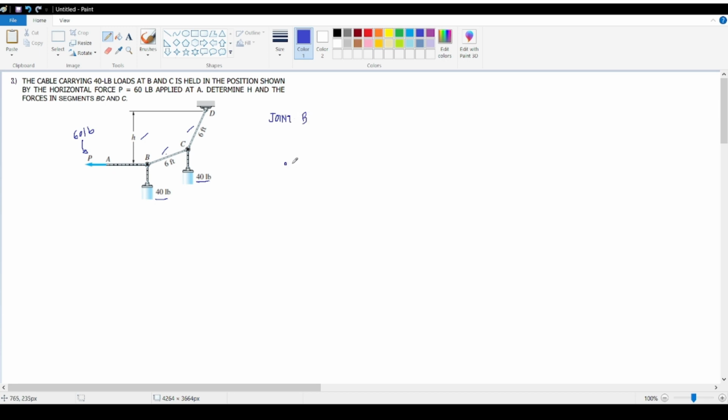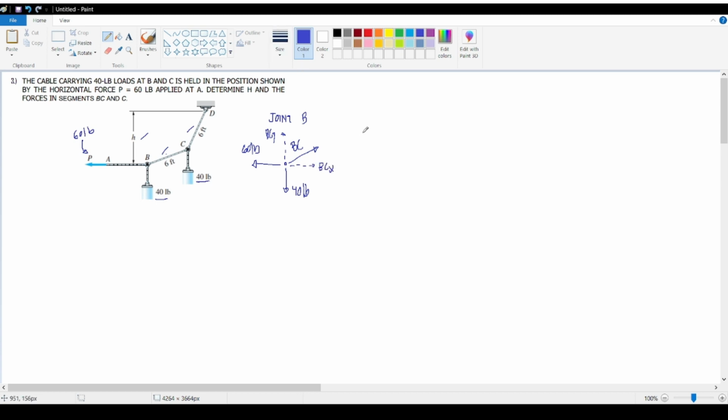So joint B has the force BC. I'm always assuming that the forces are in tension, of course, because they are cables, and cables can only resist tension. So this is the 40-pound force directed downward, and the 60-pound force directed horizontally to the left. What we can do here is split the force BC into its components. This will be BCY, and this will be BCX.